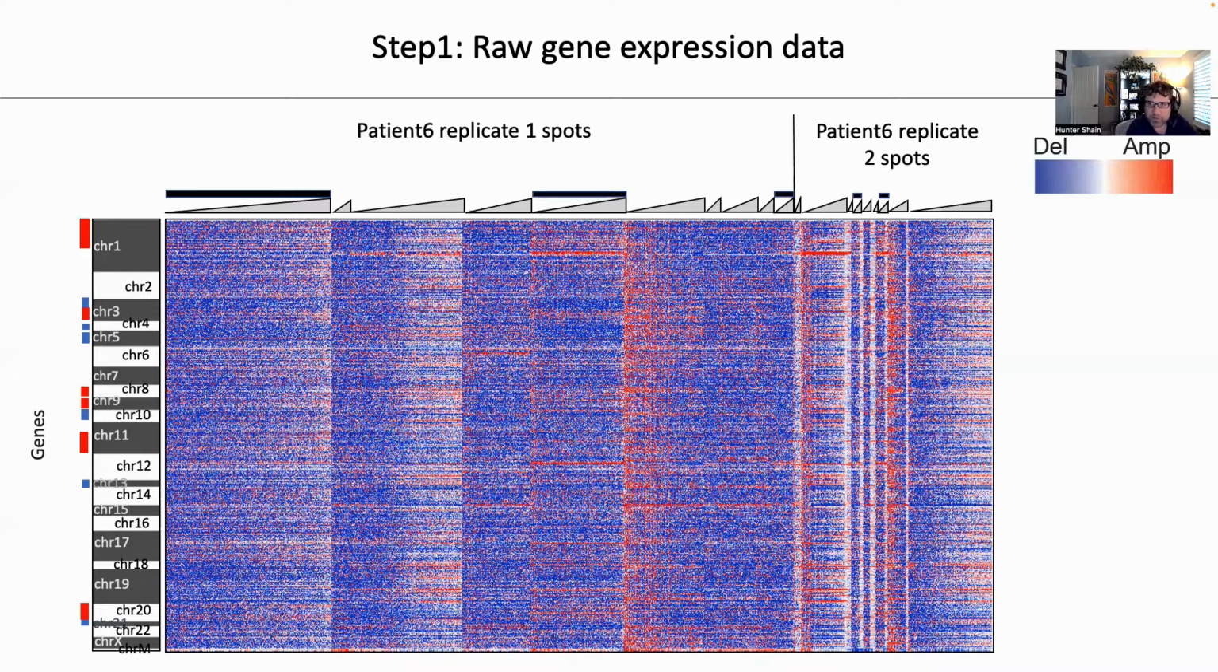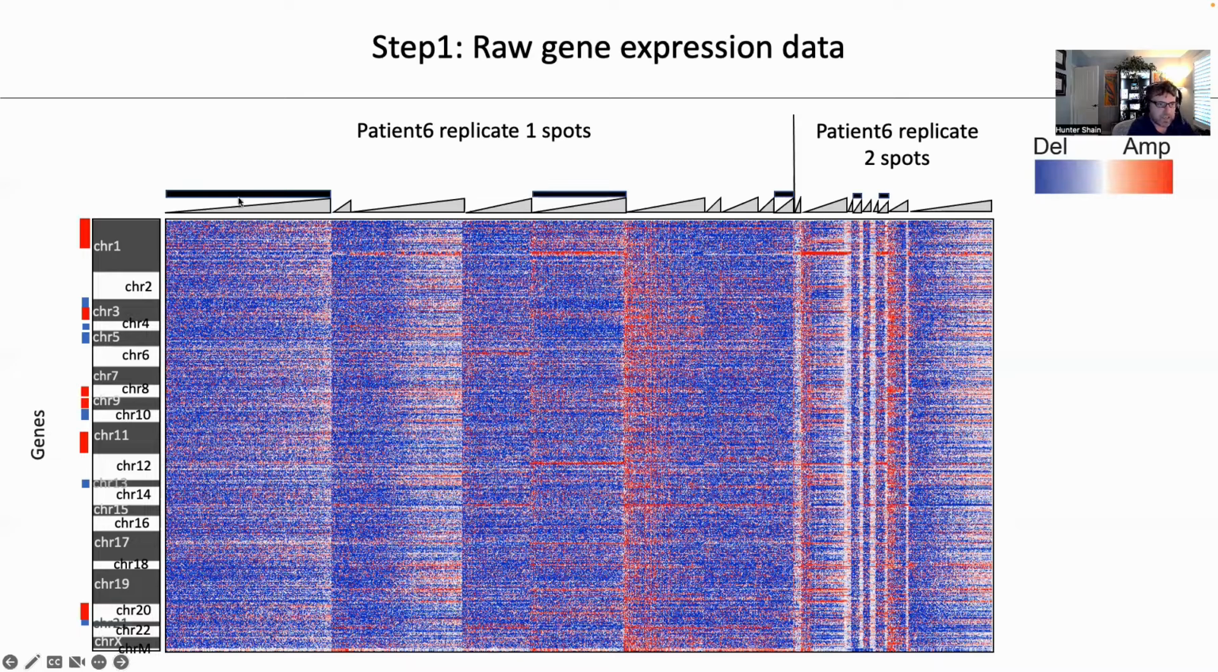So once you've grouped spots so that each spot has roughly the same number of reads, you can generate one of these matrices. And I'm not going to show you the gold standard data, but we have reason to believe that there are gains on 1p, 3q, on and on and on, as well as deletions on 3p, 4q, 5p, and on and on and on.